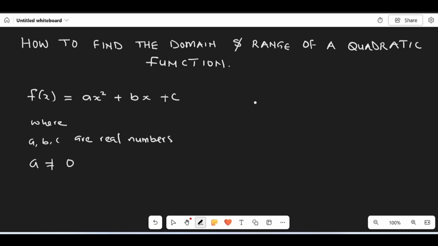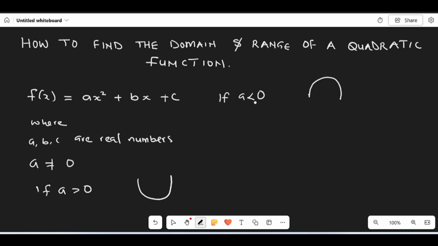The graph of a quadratic function is a parabola. If a is greater than 0, the parabola opens upwards like this. If a is less than 0, the parabola opens downward like this.